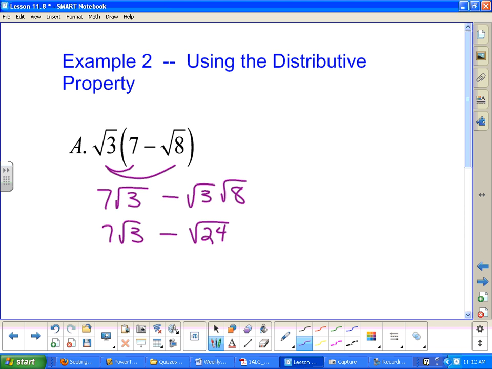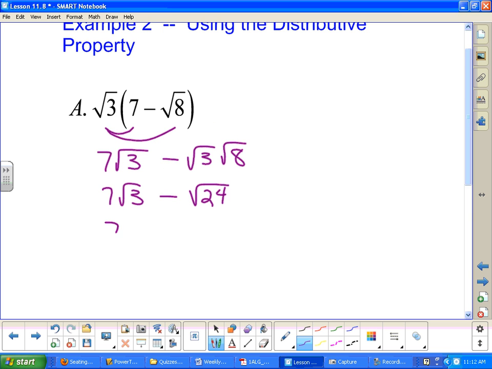What's the largest square that goes into 24? Does 9 go into 24? No. 4 does though, right? So square root of 24 is the square root of 4 times 6, and the square root of 4 is 2. So we have 7 square roots of 3 minus 2 square roots of 6.